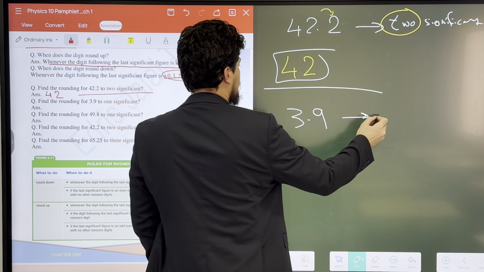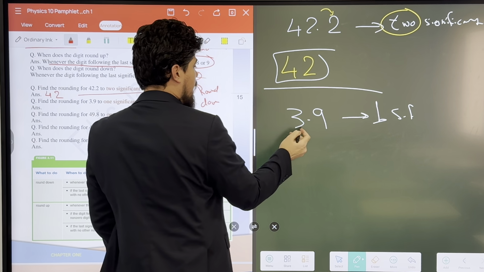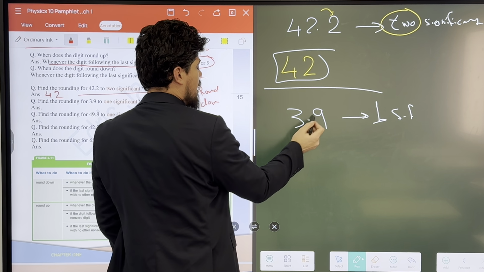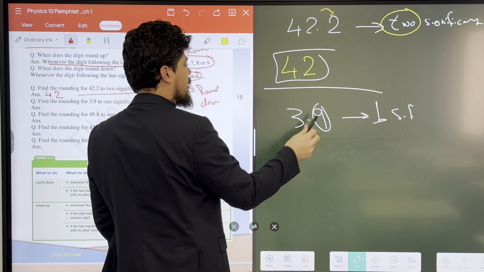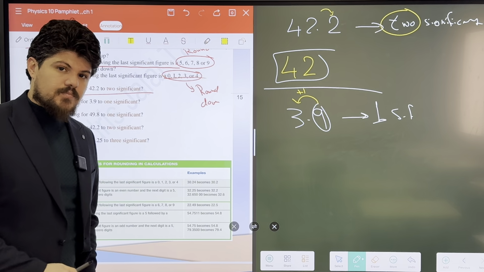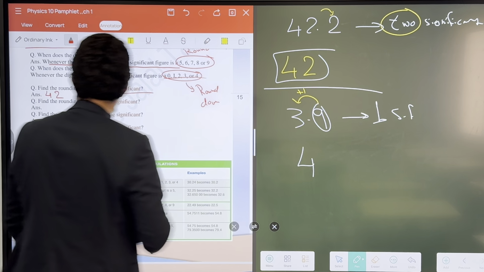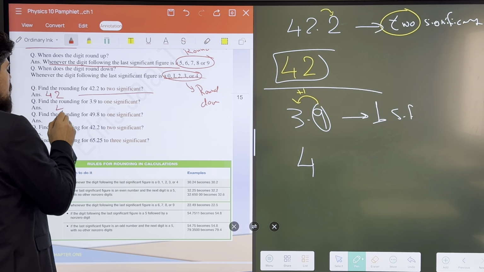Find the rounding of 3.9 to one significant figure. We have 3 here, and this 9. Is 9 up or down? Up. In the case of up, we have to increase the digit by one. If you add 1 to the 3, it's going to be 4. 4 is one digit, one significant figure.